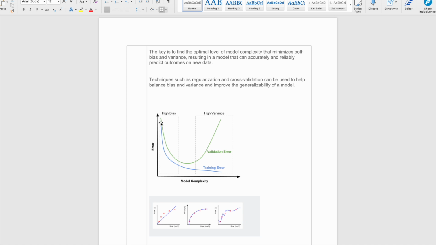Why will it be high? Because I am not capturing the inherent data distribution itself, the essence of the data distribution. So it will be high in both cases. As you are increasing the degree of polynomial, the bias will keep decreasing, and your error will keep going down. Why will the error keep going down? Because now you are fitting the data more properly. Your error will keep going down.